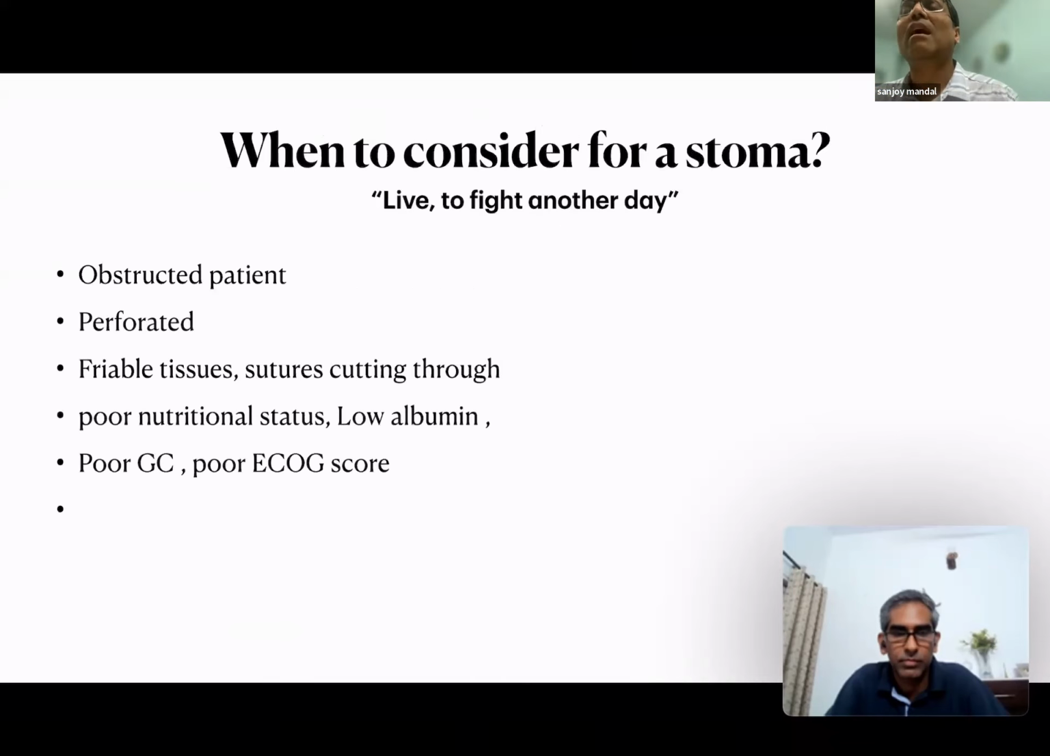Now, there are certain important considerations when we are doing colon cancer surgeries. When to consider a stoma? When would you consider doing a colostomy or an ileostomy in these patients? Obviously, in patients who are obstructed, you would strongly think of it. There is a concept of on-table bowel preparation, but I'm not comfortable with that, and I don't think most people are. Perforated patients, again, are candidates where you consider a stoma.